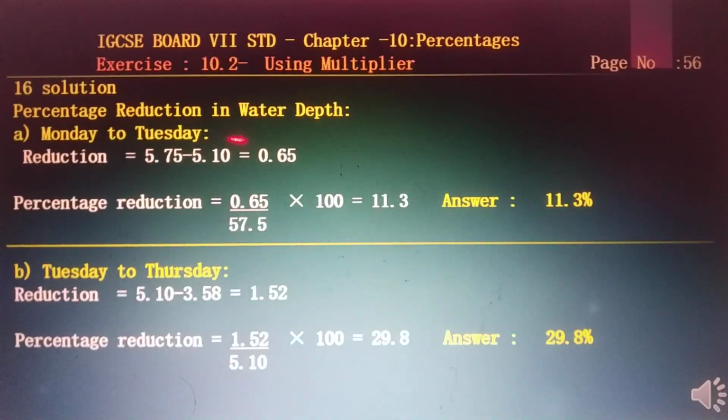Here percentage reductions in water depth, Monday to Tuesday, reduction is 5.75 minus 5.10, 0.65, we are getting 0.65. The percentage reduction is the reduction value upon initial value. Here 0.65 upon 5.75.